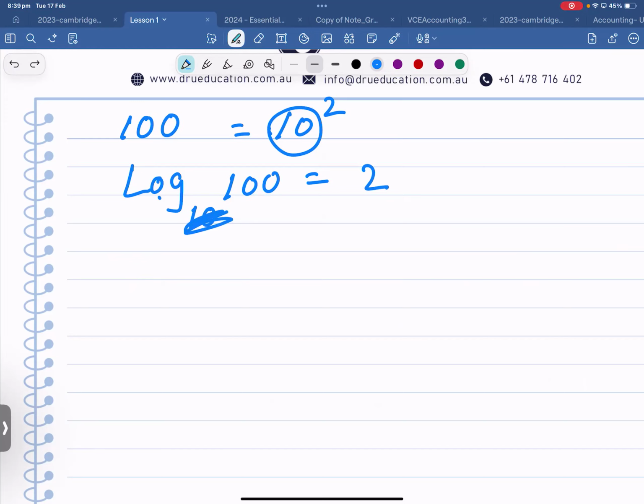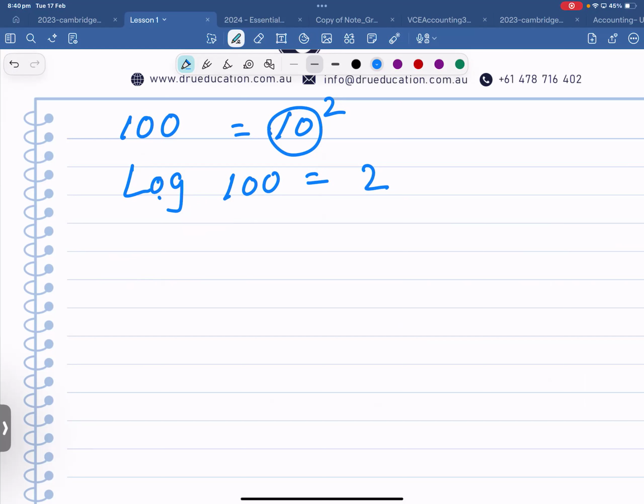Otherwise, simply you can forget about this one as well. Log value of 100 is 2, because in your study design you always apply the base of 10. Only base of 10? Yes, only for base of 10. You don't have anything else.